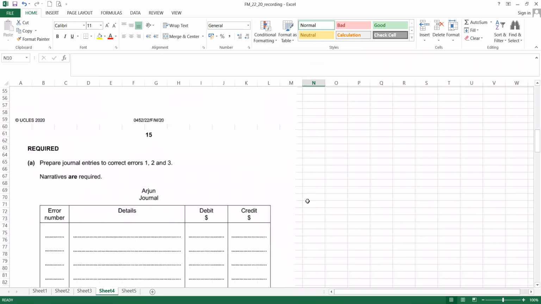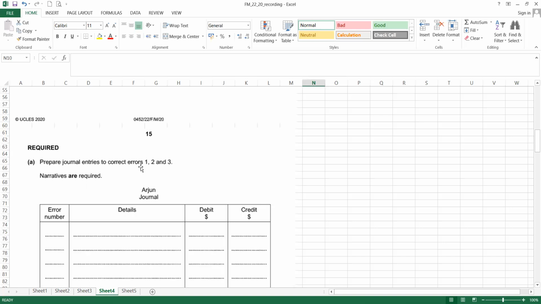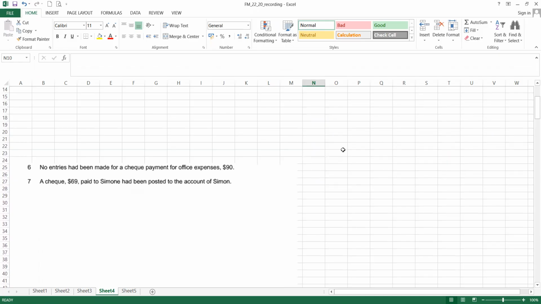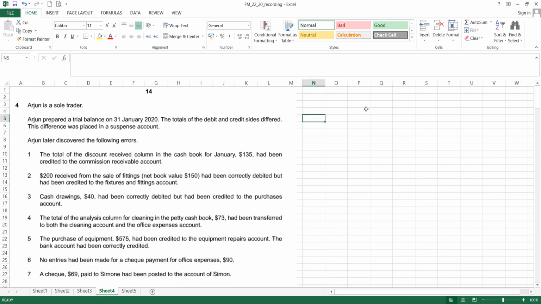Okay, let's see what the question is. Prepare the journal entry to correct errors 1, 2, and 3. So we just put it in the journal. Journal, error number. Okay, this one is the detail, debit, credit. The question only asks us to prepare 1, 2, 3, but we can do all as an exercise.